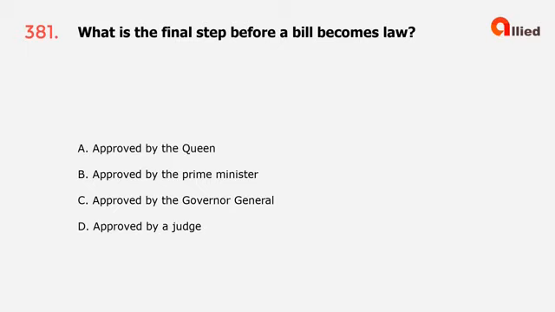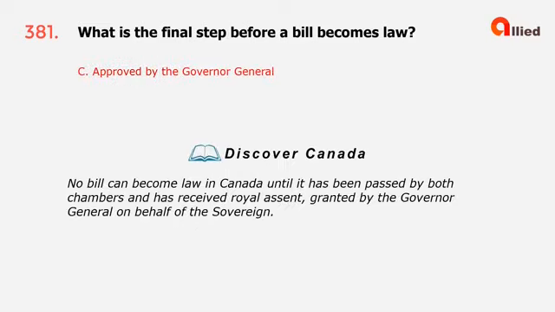Question 381. What is the final step before a bill becomes law? A. Approved by the Queen. B. Approved by the Prime Minister. C. Approved by the Governor General. D. Approved by a judge. The answer is C. Approved by the Governor General.